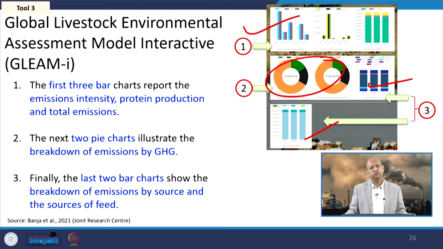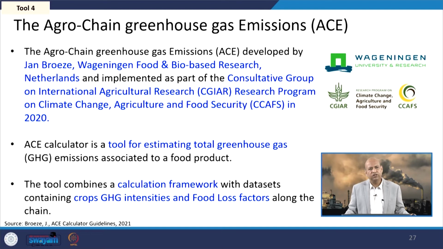The fourth model is the Agro-Chain Greenhouse Gas Emission, ACE, and this has been developed by Jan Broeze at this particular institute in the Netherlands, and it has been implemented as a part of the Consultative Group on International Agriculture Research, CGIAR, research program on Climate Change, Agriculture and Food Security, CCAFS, in 2020. So, this model development has been part of that particular program.